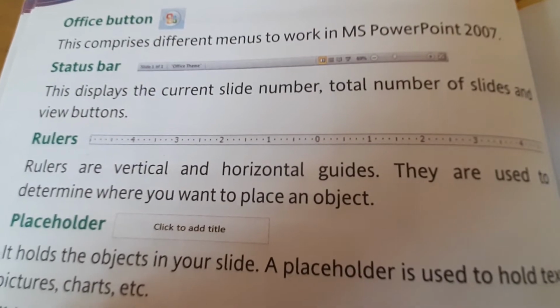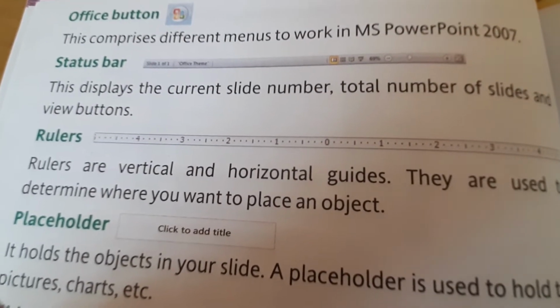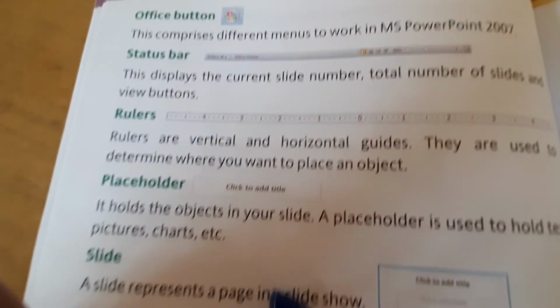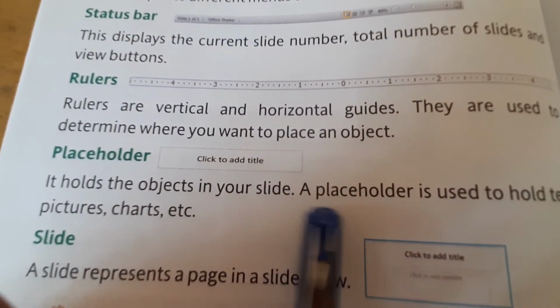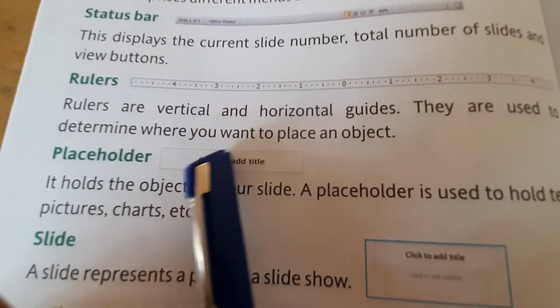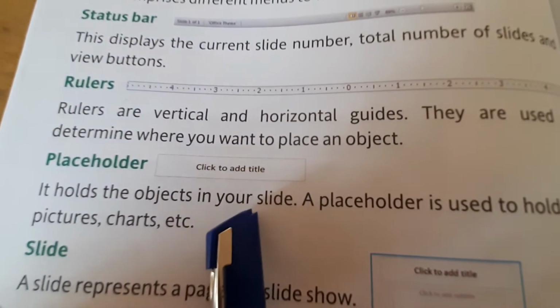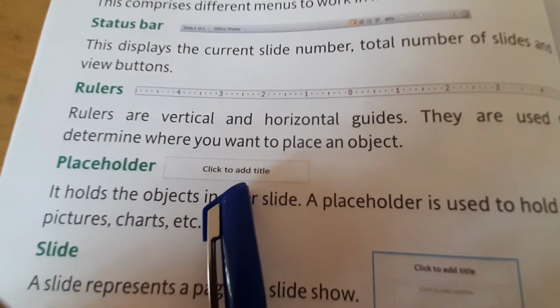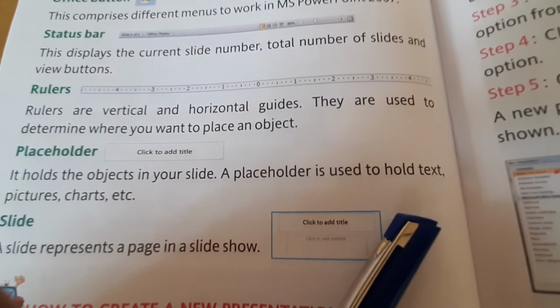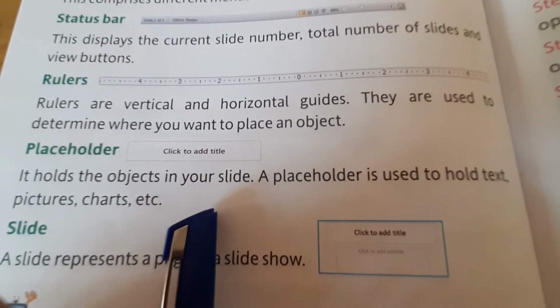Object can be picture, graph, clip art, etc. Placeholder. It holds the objects in your slide. Means the rectangles or the squares given to you can hold the objects of your slide, even if it is a text. A placeholder is used to hold text, pictures and charts, etc.